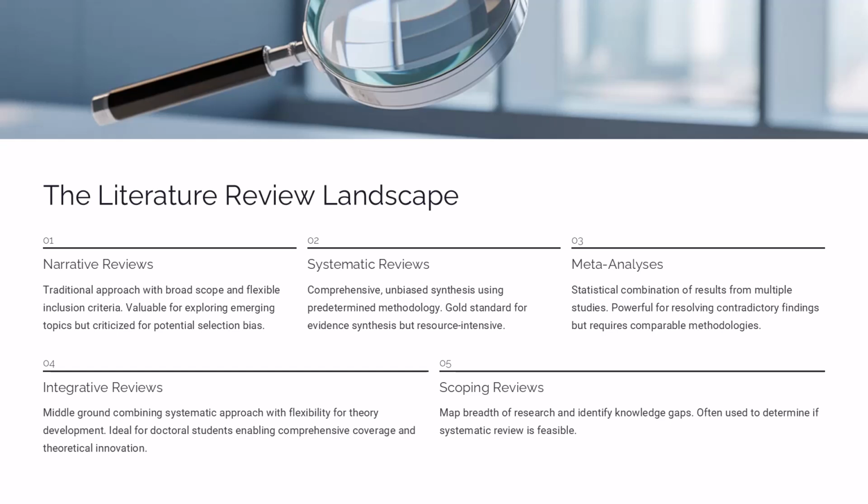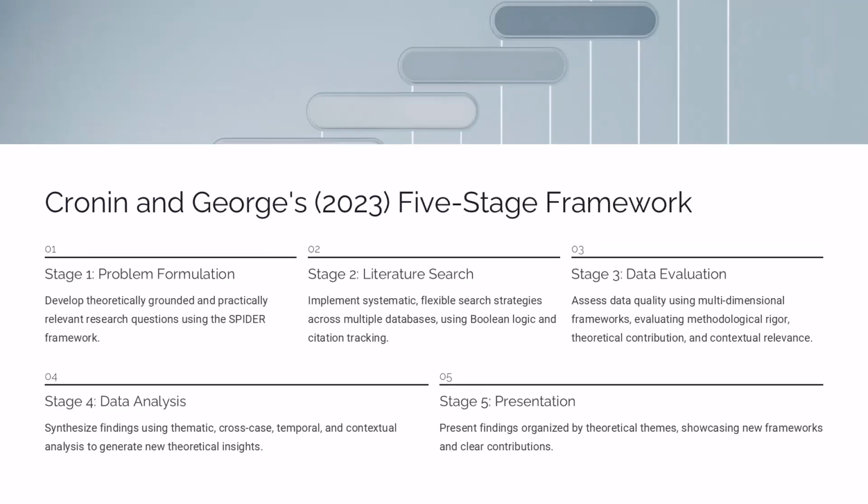The key insight is that there's no universally best type of literature review, only approaches that are more or less appropriate for specific research purposes. Your choice should be driven by your research goals, the nature of existing literature, available resources, and intended contribution to knowledge. Cronin and George's 5-stage integrative review framework.